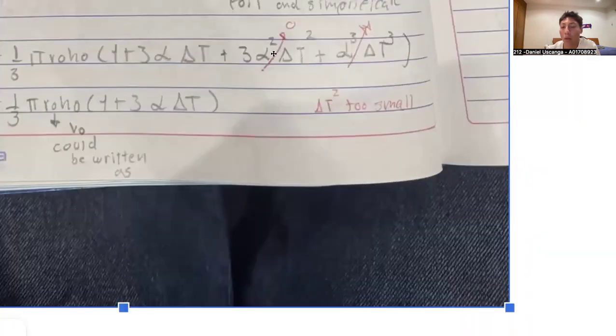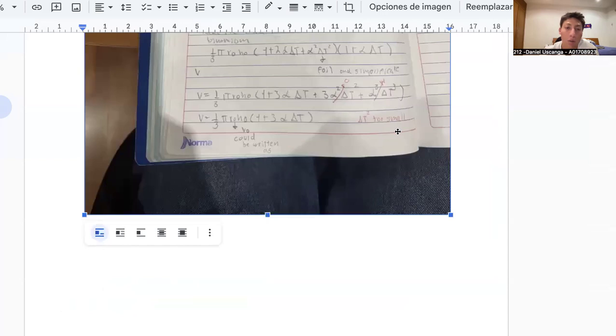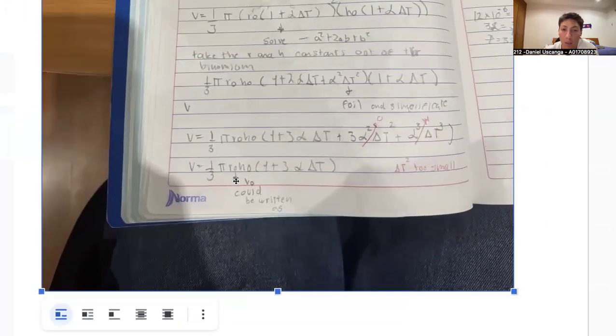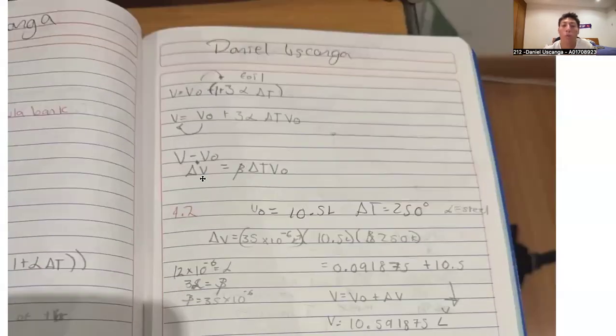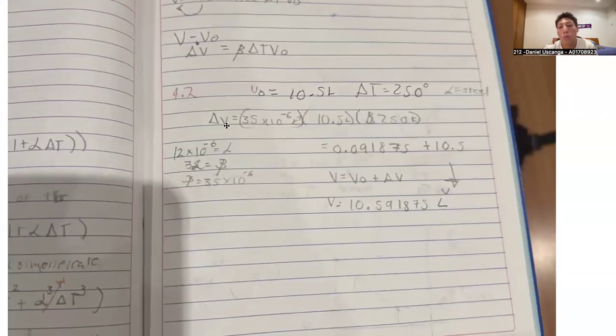And as we get to this part, delta of temperature squared is really small, so it will be like multiplying alpha times zero, so we can cancel it out. Then we get that this is volume. So we just solve for the delta volume. As we know, this is beta. And on 4.2, we just got the thermal expansion. The final thermal expansion volume, that is this one.